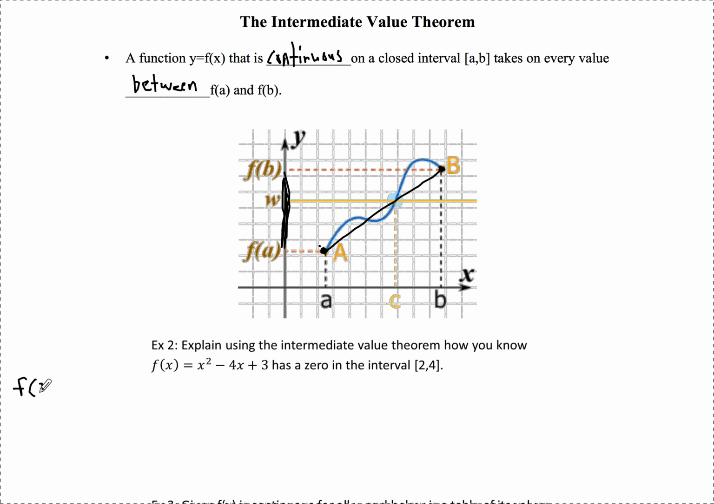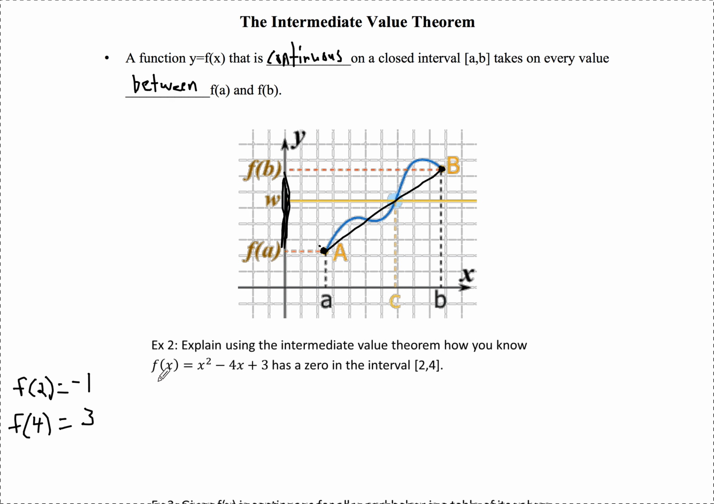Well, f of 2, if I substitute that in, will be 4 minus 8 will give us negative 4 plus 3 is negative 1. All right. If I plug in 4, I'll get 16 minus 16 plus 3, so plus 3 is 3. So f of 4 is 3. So look at this. Our starting point is actually a negative output value, and our ending point is a positive output value. So does there have to be a 0 between f of 2 and f of 4? Yes, if the function is continuous.